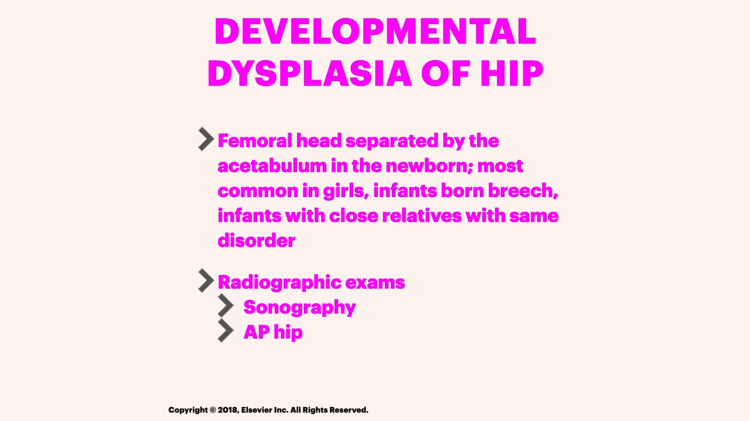Developmental dysplasia of the hip. Femoral head separated from the acetabulum in the newborn, most common in girls, infants born breech, and infants with close relatives with the same disorder. Exams include sonography or ultrasound and an AP hip.